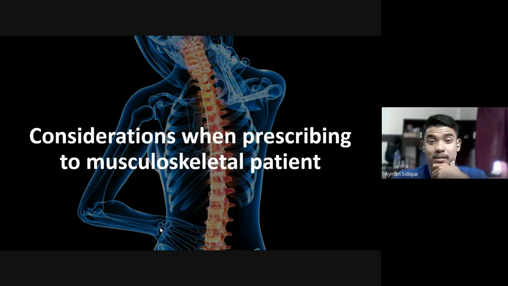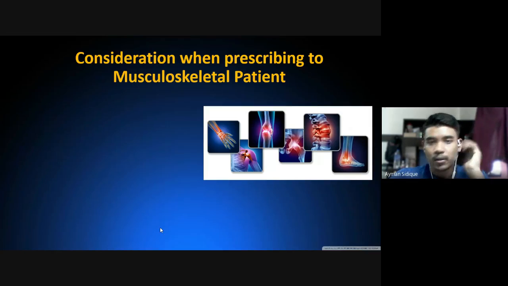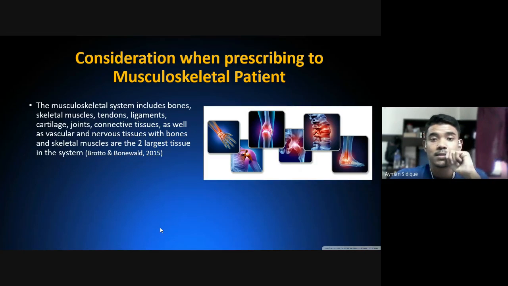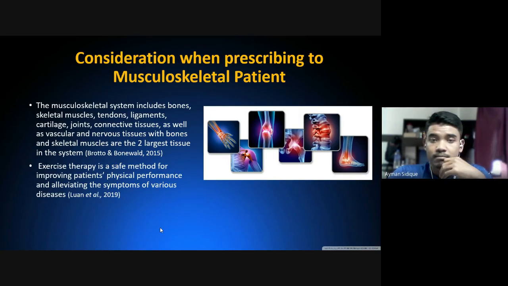So moving on to considerations when prescribing exercise to musculoskeletal patients, there are many considerations that we need to take into account when prescribing exercise to this population. Before I go into that, what is the musculoskeletal system? The musculoskeletal system includes the bones, skeletal muscles, tendons, ligaments, cartilage, joints, connective tissue, vascular and nervous tissue. But the big portion of this system is the muscles and the bones. Any injuries or disease related to these parts of the body is considered musculoskeletal disease or injury.